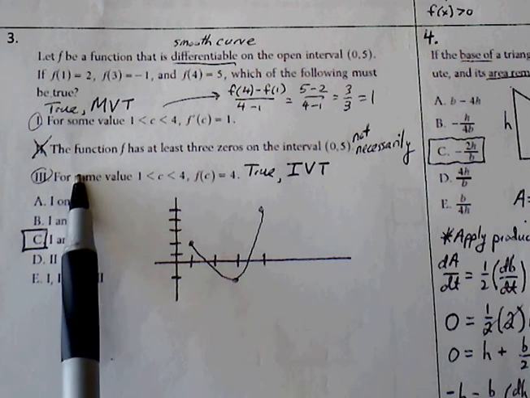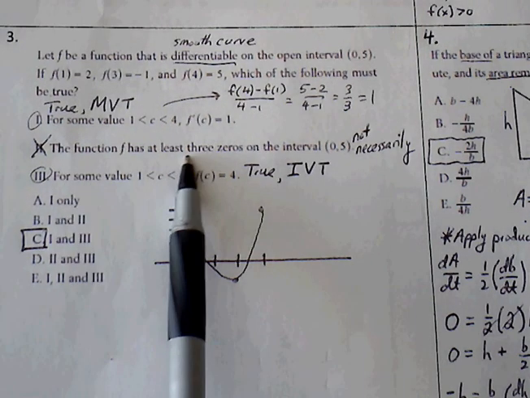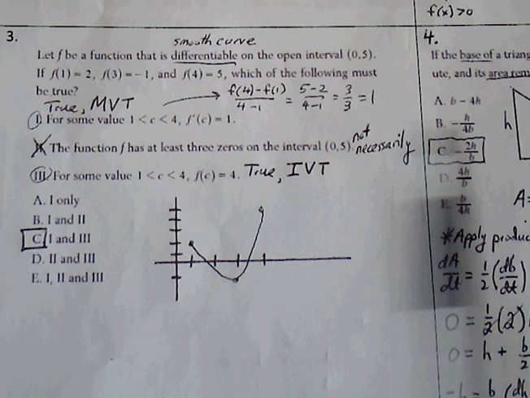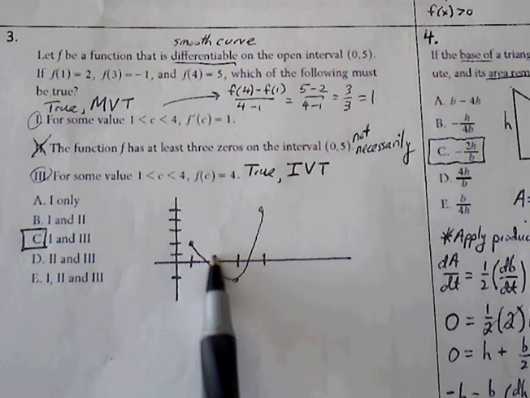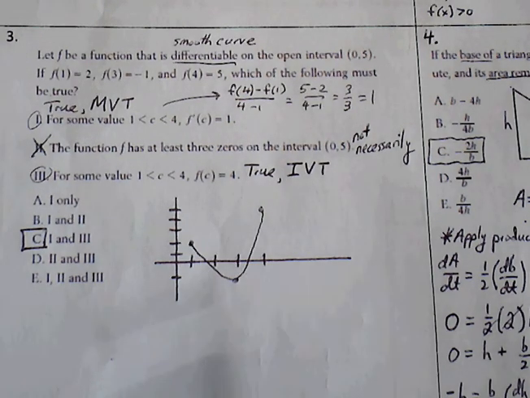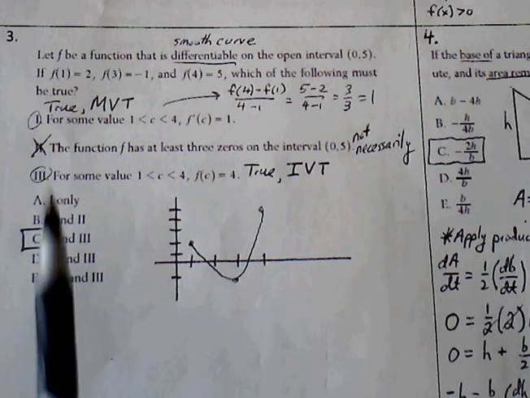For number 2, the function has at least 3 zeros on the interval. So not necessarily, right? If we just graph like this, we're only going to see 2 zeros. So this is not necessarily true.